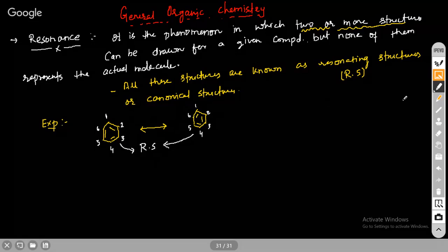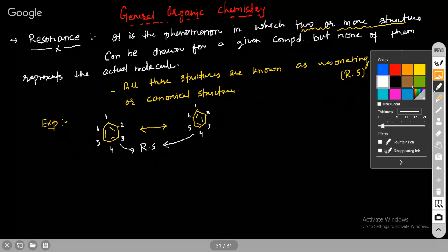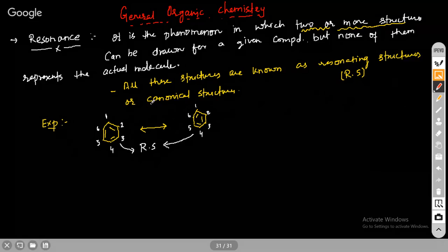The actual structure of benzene is not this or this. These two do not represent the actual structure of benzene. Then what is the actual structure of benzene? You must have seen the structure of benzene in the book. It is written like this, with a circle in between. This is the actual structure of benzene, or the true structure of benzene, and this structure we call the hybrid structure.